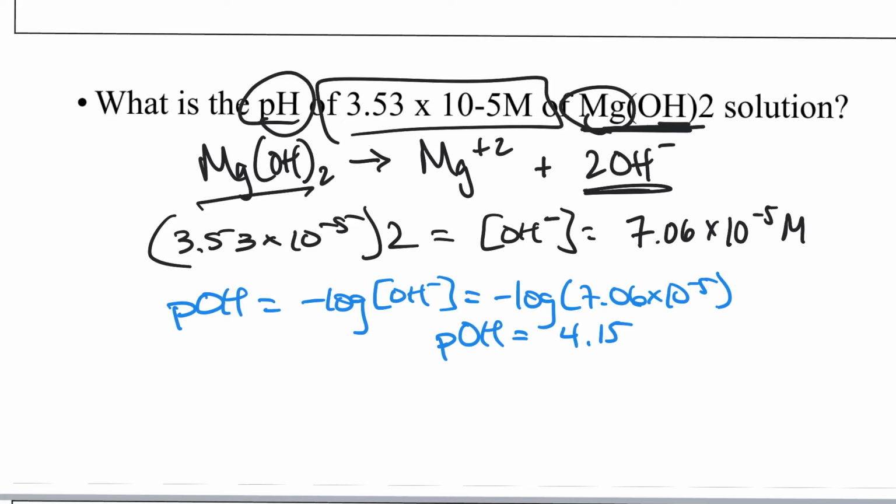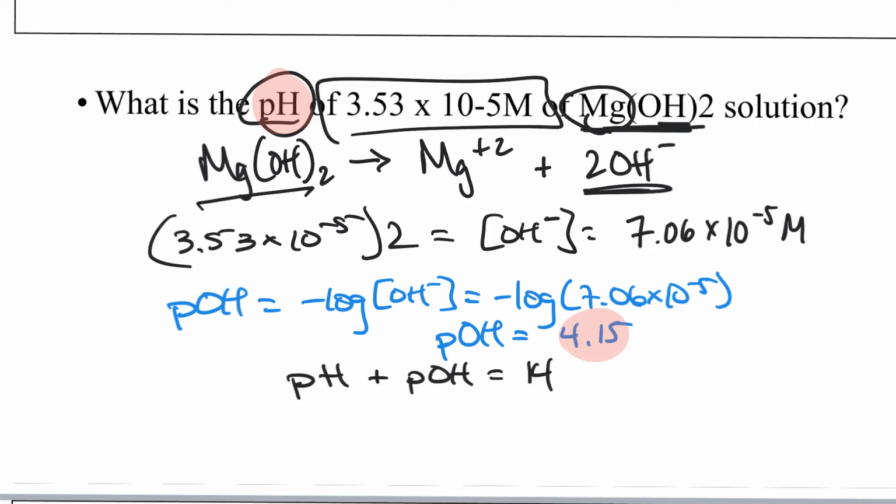Now remember, I talked about this a little bit earlier, that pH plus pOH is equal to 14. All right. This question is asking you clearly for the pH. What I figured out was the pOH. All right. And so knowing that the pH plus pOH is equal to 14, then I could subtract this number from 14 to figure out what's the pH.